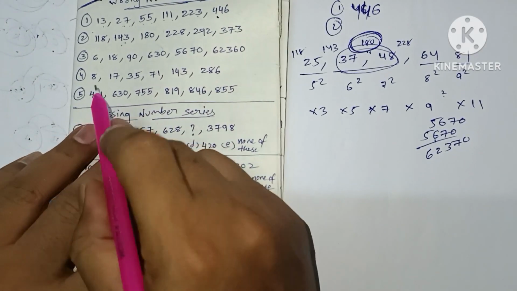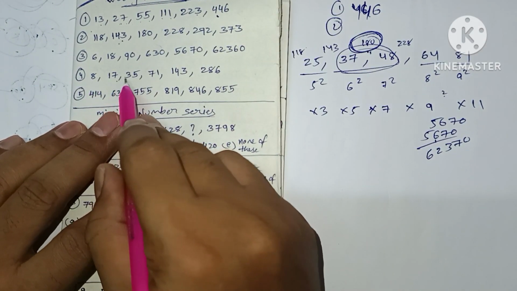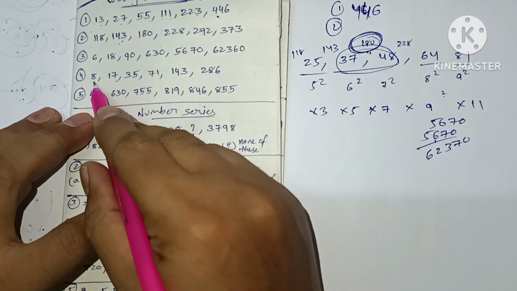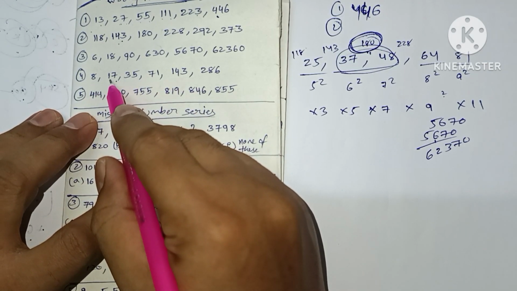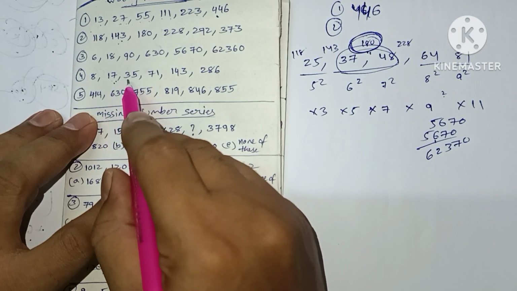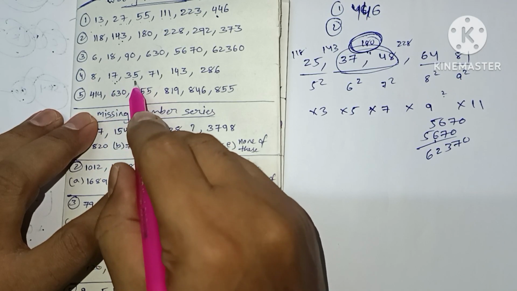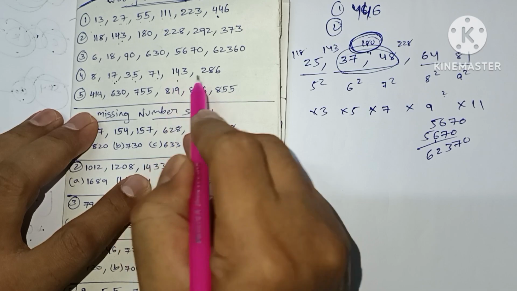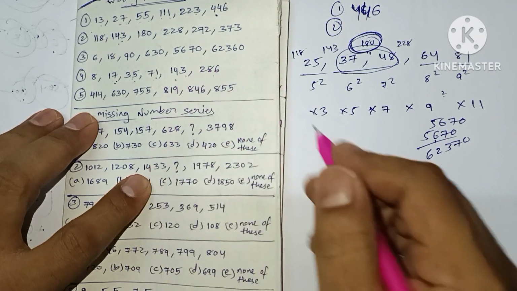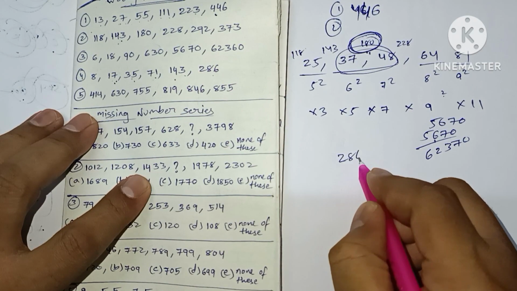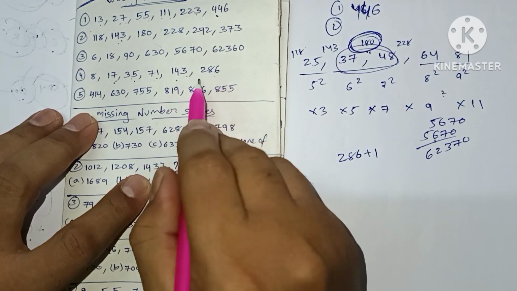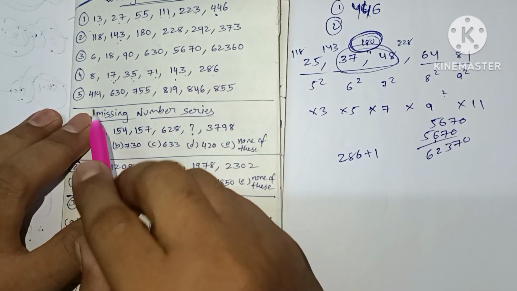Next, fourth one: 8, 17, 35, 71, 143, 286. It is clear that 8 times 2 is 16 plus 1, 17 times 2 is 34 plus 1, times 2 plus 1, times 2 plus 1, times 2 plus 1. So 286 plus 1 will be 287, not 286. So our wrong number is 286.